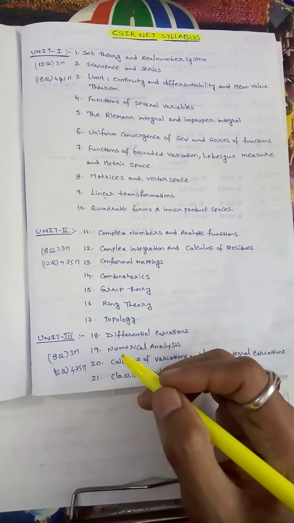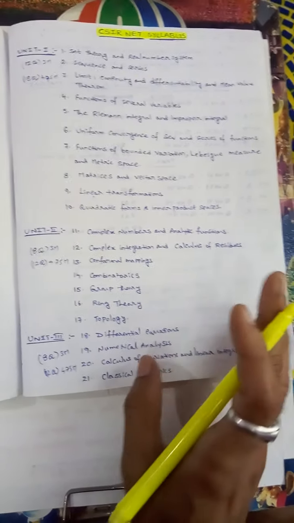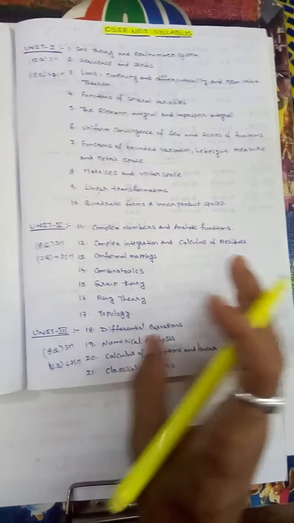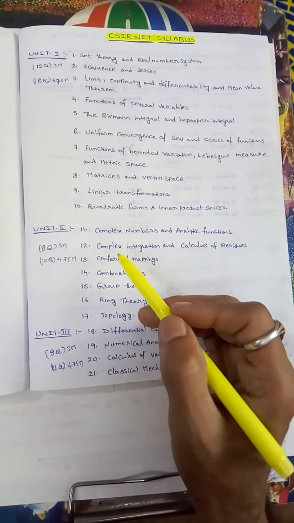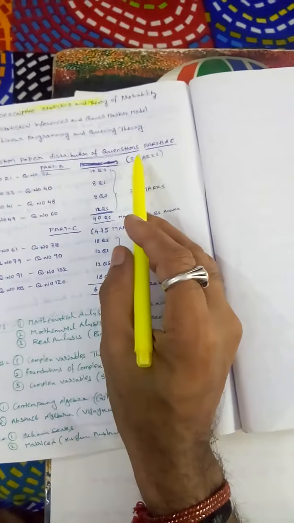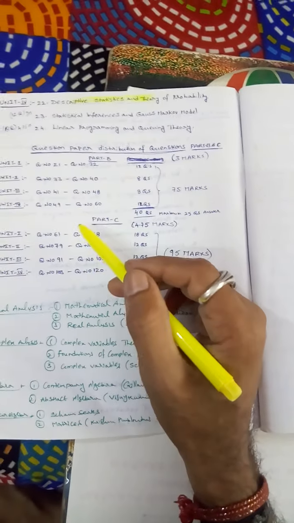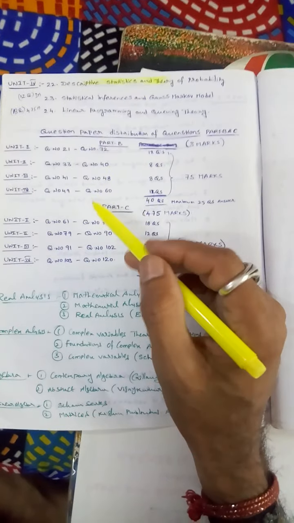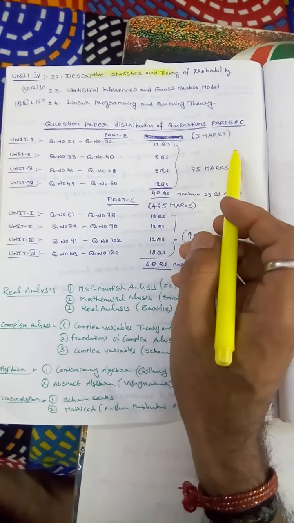Every year the question paper pattern will be different. Sometimes we are getting more questions from Unit 1 and Unit 2. So here we are discussing the question paper distribution of Part B and Part C. This is the exam pattern. I gathered the previous papers' distribution of questions from Part B and Part C.